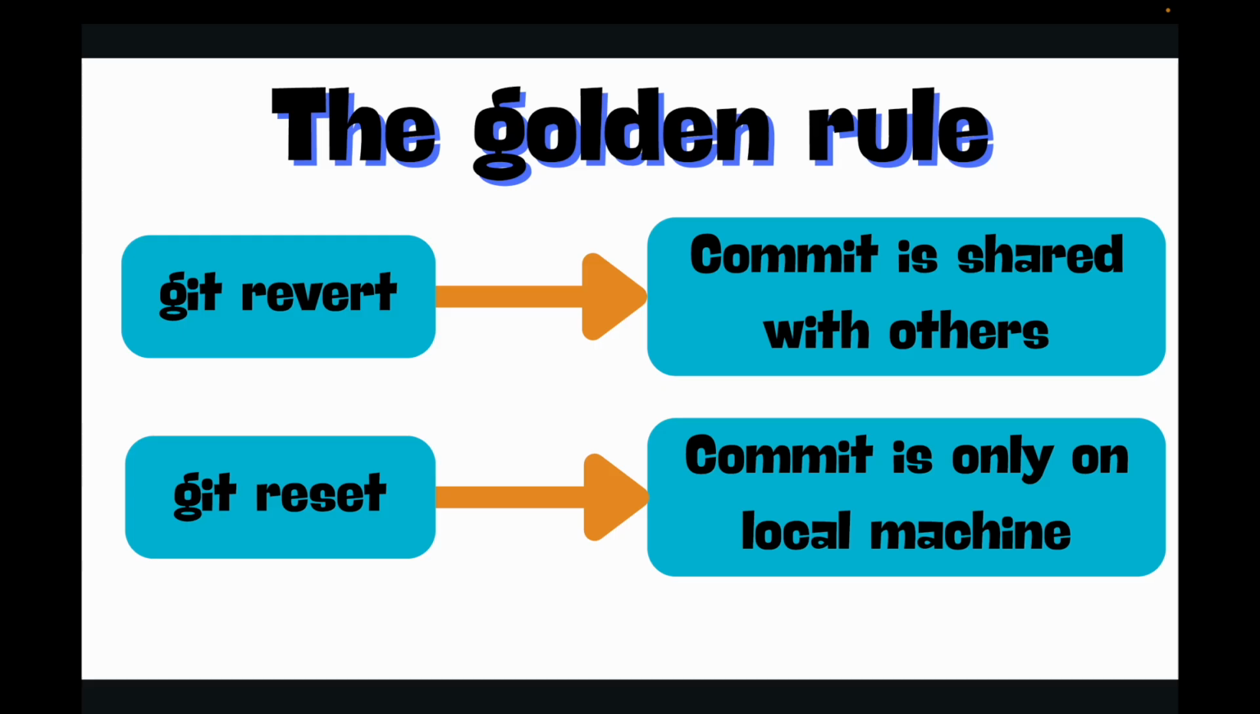So let's see this in action. So let's imagine a scenario. We have a commit on our main branch that introduces a bug. It has already been pushed to GitHub and other teammates have pulled the latest changes. Now we need to get rid of that bug safely.